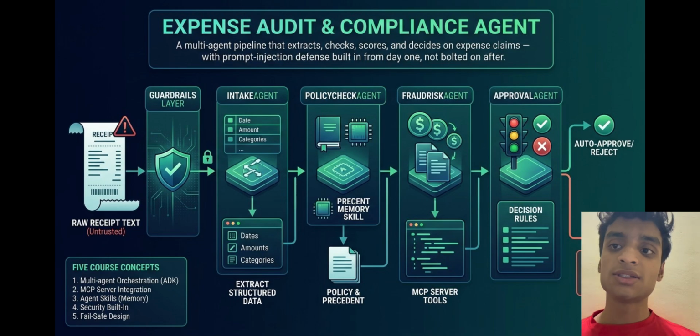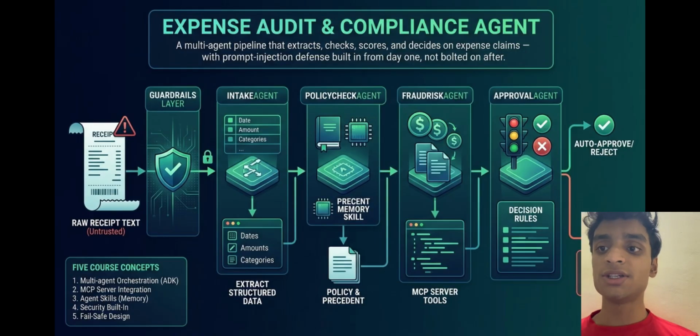The policy check agent evaluates the claim against company rules and is equipped with something I call the policy memory skill. For example, when a case is genuinely ambiguous, it remembers past rulings instead of redeciding from scratch every time. This reduces the time taken for the output. The fraud risk agent scores risk using tools served over a separate MCP server. Real agent interoperability, not just Python functions in the same file.